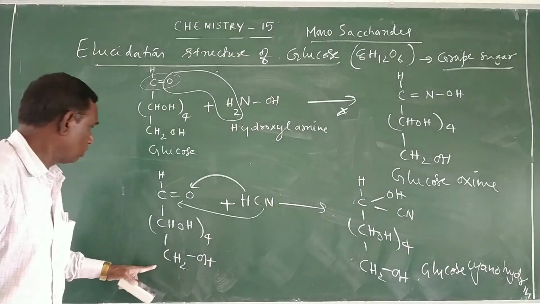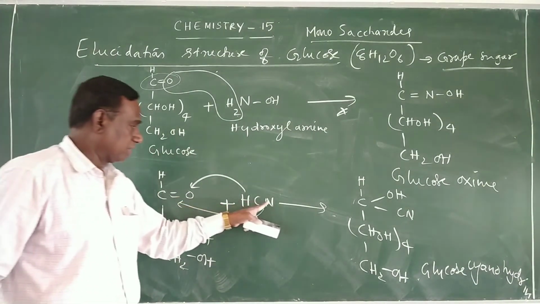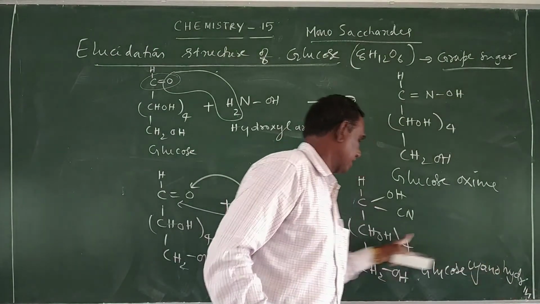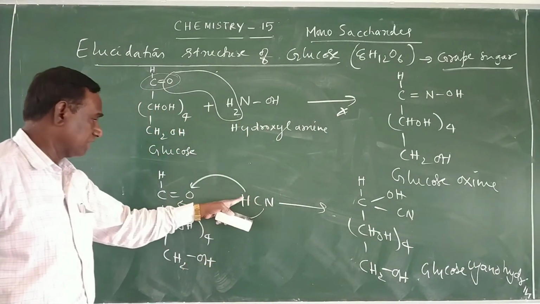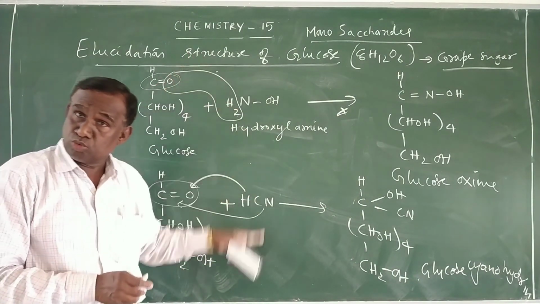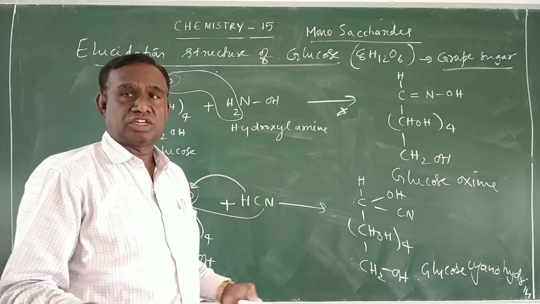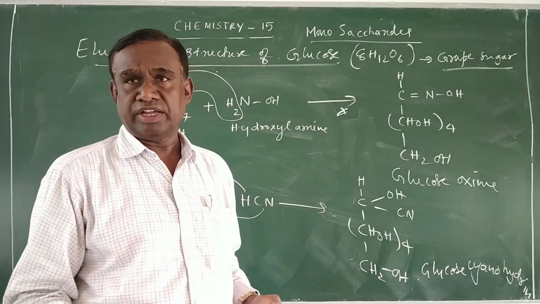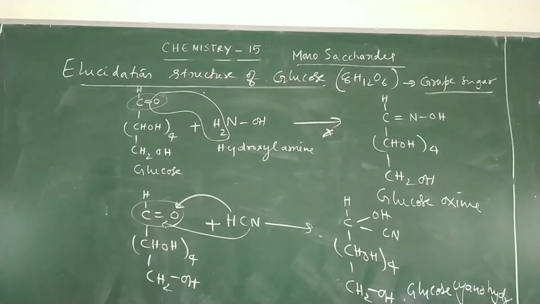That means glucose reacts with hydrogen cyanide, giving glucose cyanohydrin. Therefore, this is also a reaction which takes place with the carbonyl group. These two reactions indicate that glucose contains which group? Carbonyl group. Okay, we will continue.